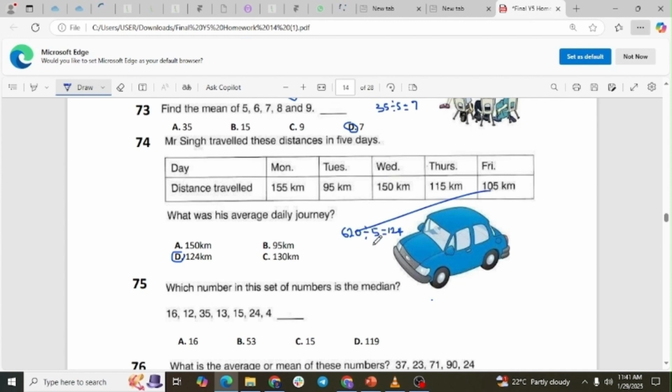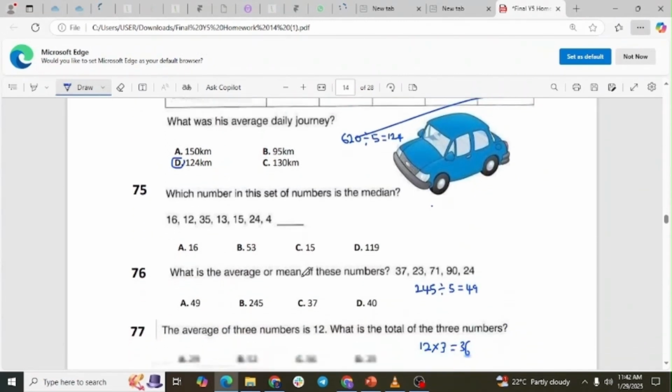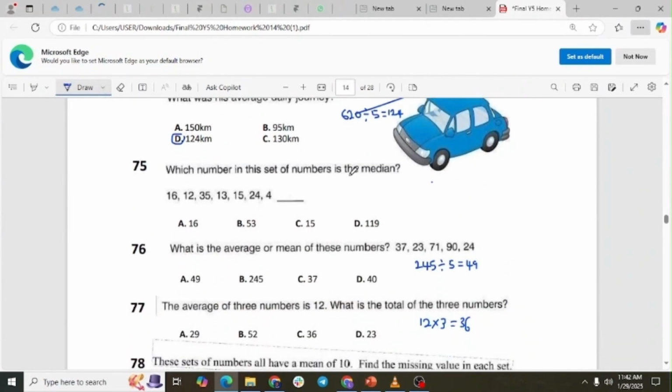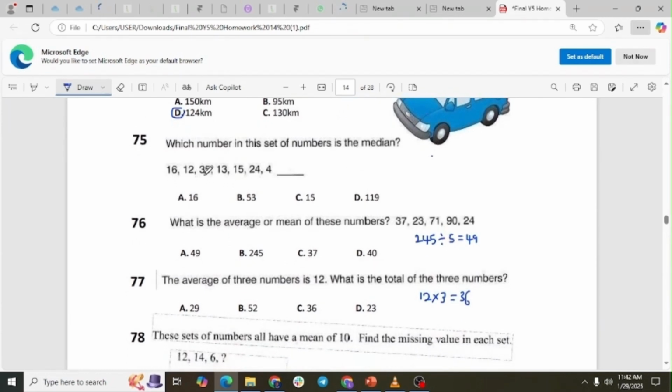620 divided by 5 equals 124. Question 75. Which number in this set of numbers is the median? 16, 12, 35, 13, 15, 24, 4. Correct answer C, 15. Explanation. Arrange the numbers in order: 4, 12, 13, 15, 16, 24, 35. The middle is 15.